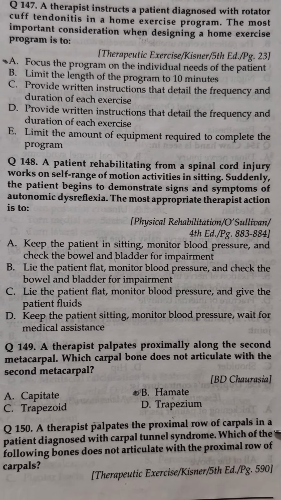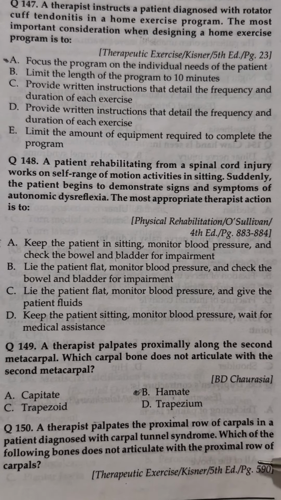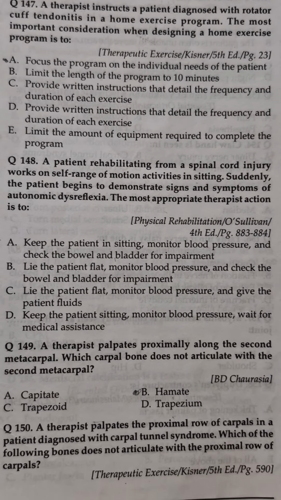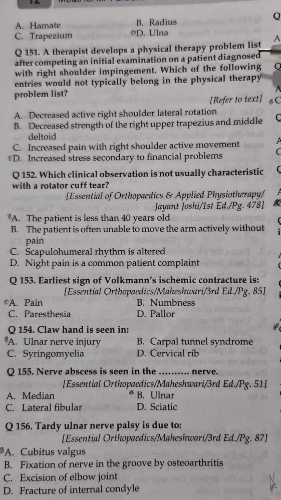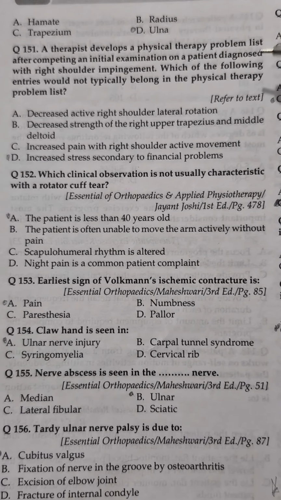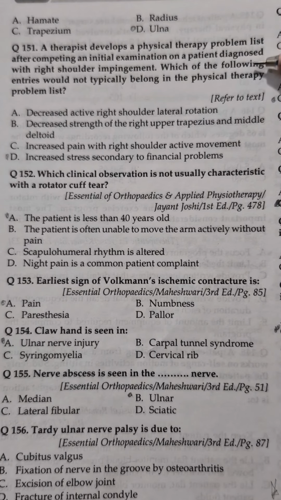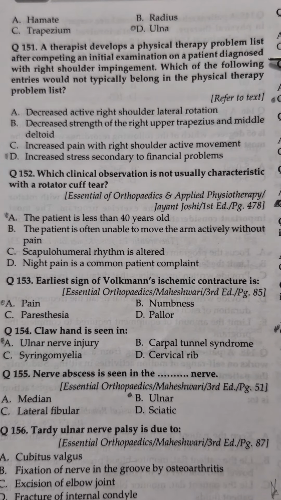A therapist palpates the proximal row of carpals in a patient diagnosed with carpal tunnel syndrome. Which of the following bones does not articulate with the proximal row of carpals? Answer: ulna.